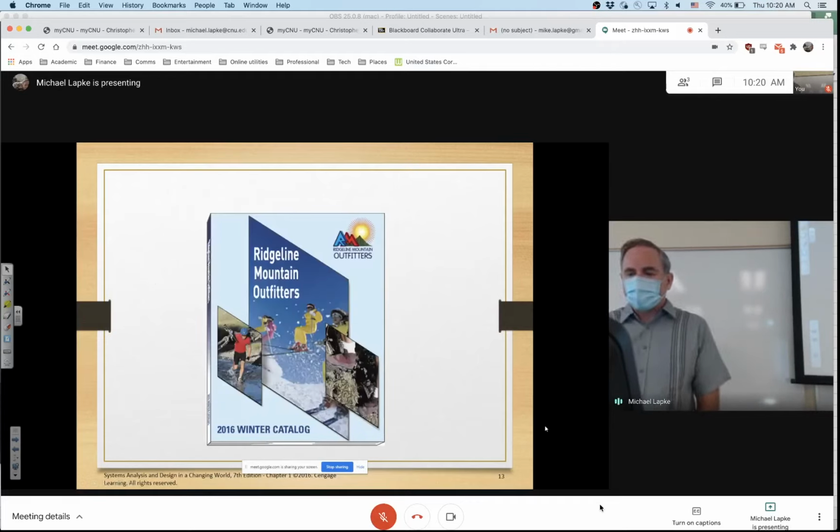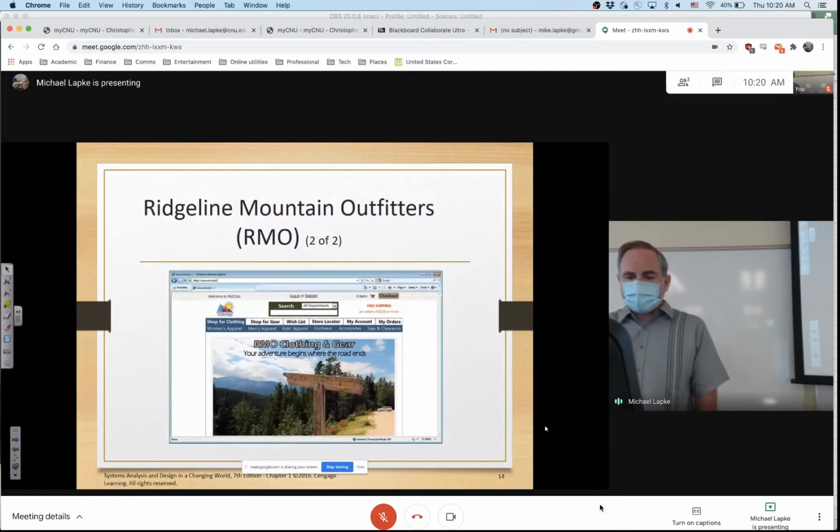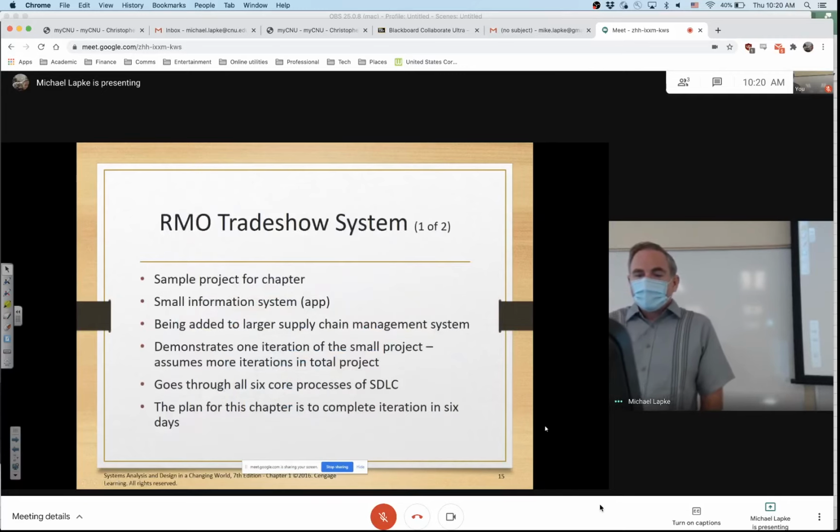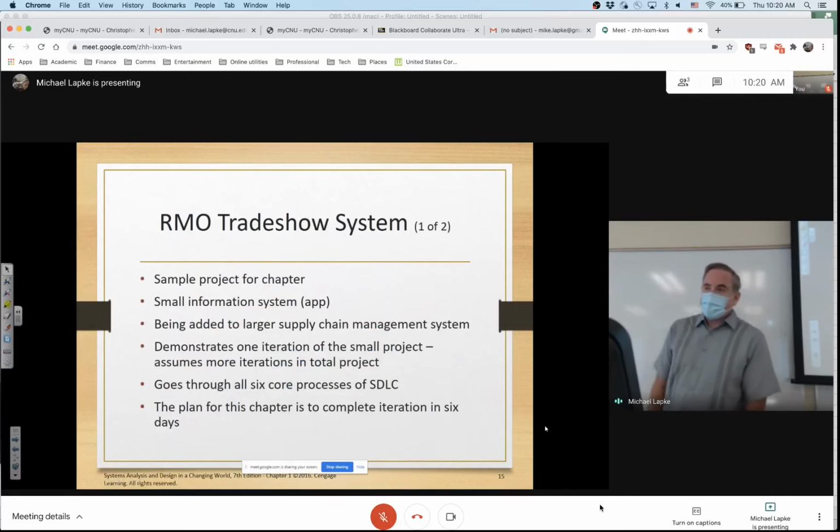Here's our catalog. Here's their webpage. As you see, it's very modern. Looks like it could be a 2020 webpage right there. Definitely not a late 90s, early 2000s webpage. Only runs Internet Explorer, probably. All right.